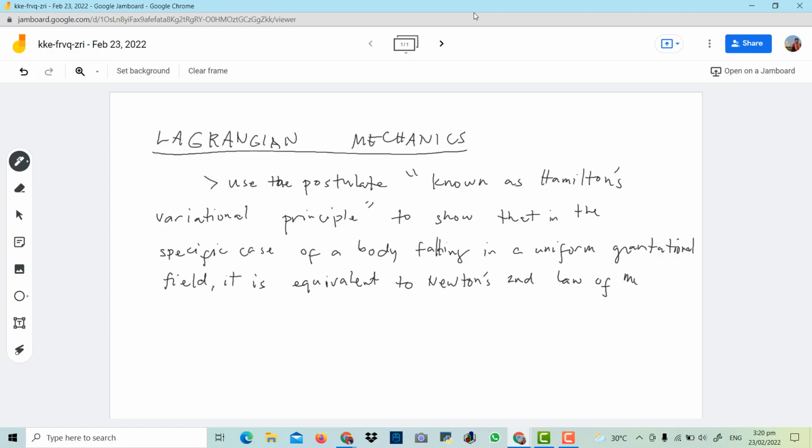So later, we will try to prove na if I'm using Hamilton's variational principle sa usa ka problem like na ako'y object that is moving downward or that is freely moving downward because of gravity, ma-show na to or ma-verify na to na kaning Hamilton's variational principle kay ma-derive na using this ma-derive na ko ning Newton's second law of motion, which is equal to F equal to ma.